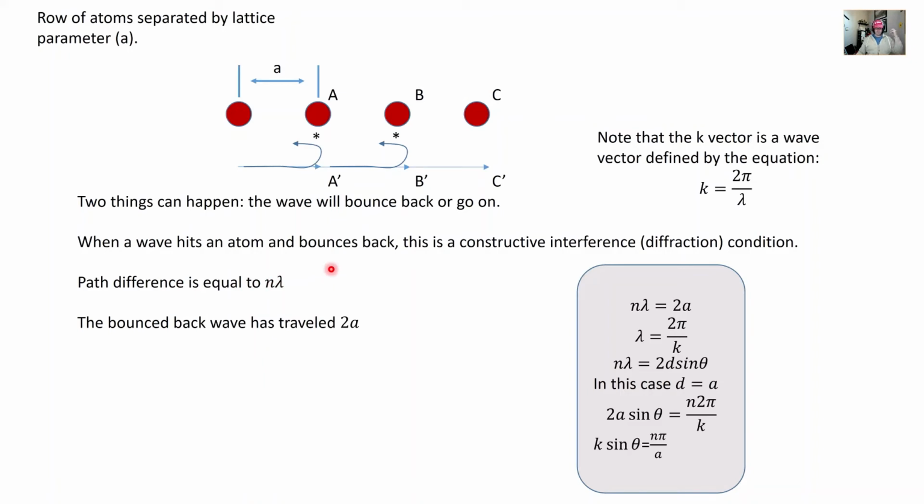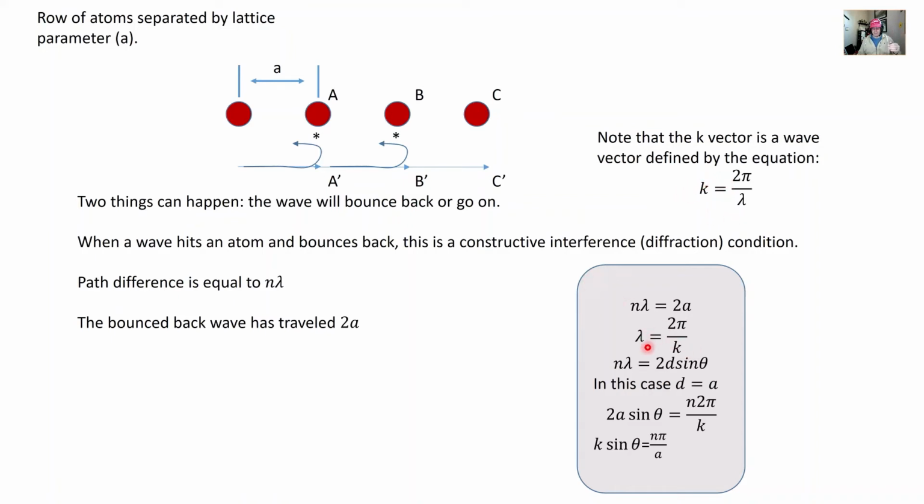In Bragg's law language, we say there's a path difference that's related to some integral of the wavelength. There's actually a distance now that we have. This bounce back wave has actually traveled 2a. So it's going to go here, bounce back, and go all the way back. So now it's 2a. Again, the k vector is 2 pi over lambda.